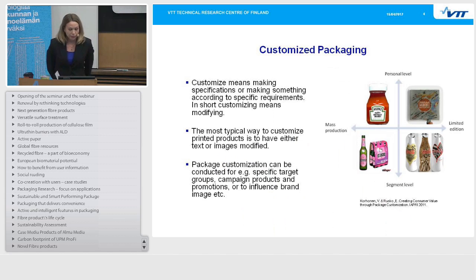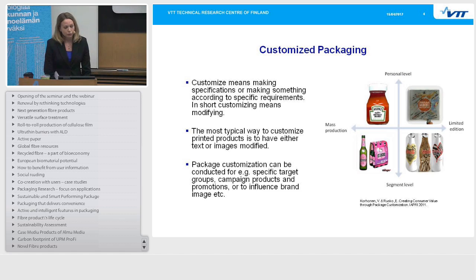And with customizing, I mean making specifications or making the package according to specific requirements. In short, it means modifying. And the most typical way is to have either the text or images modified. Package customization can be done for the specific target groups, for campaign products, or to influence the brand image, for example. In the picture, there are cases of customized packages, and there can be found different levels of customizing. I will go deeper into the levels.